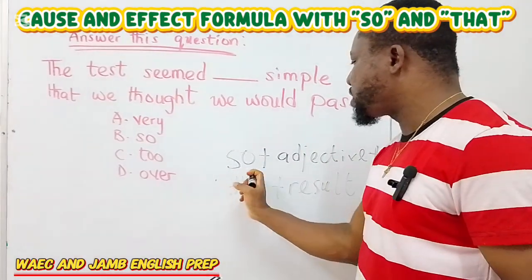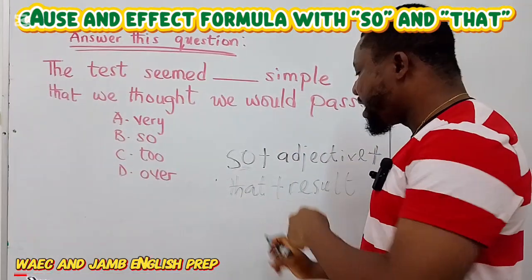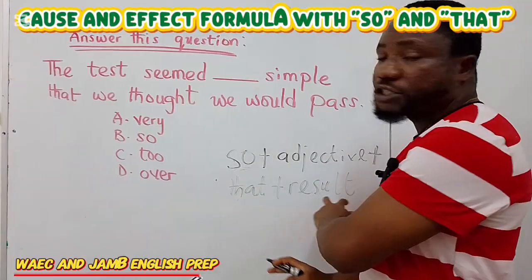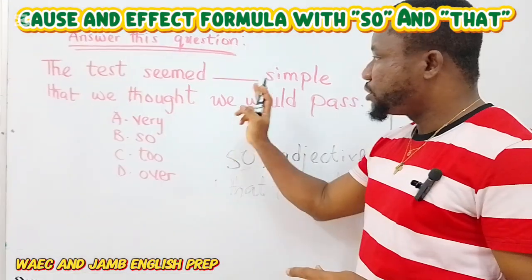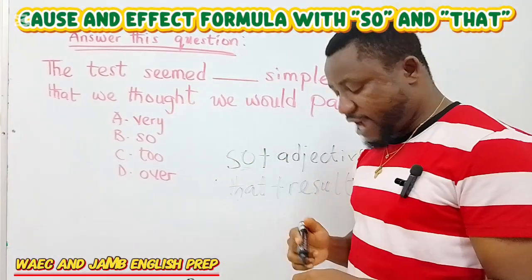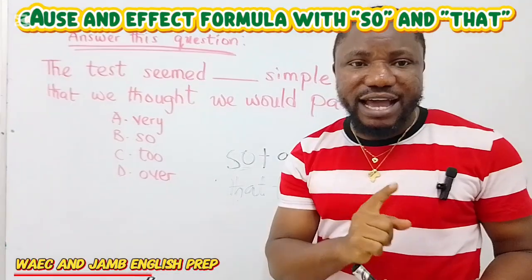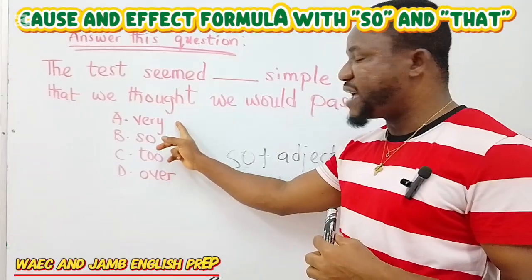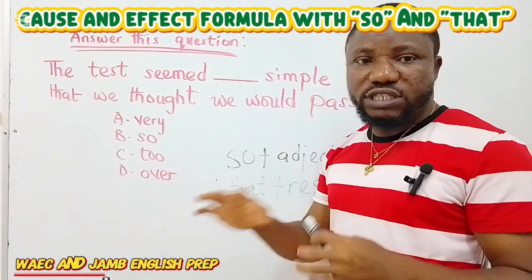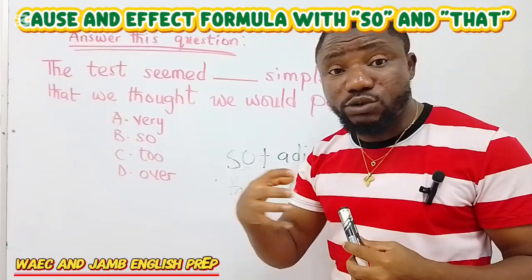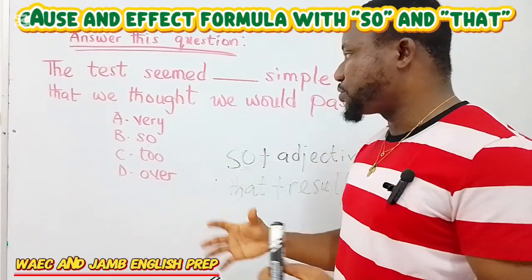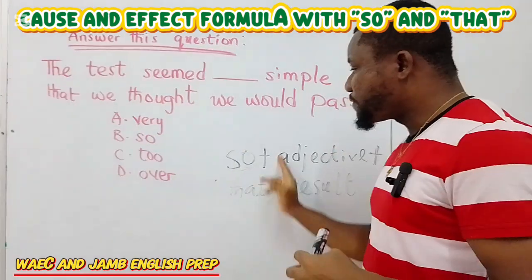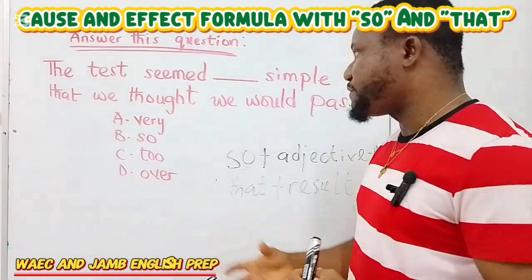Such that when you see so, the next combining element has to be that. So this basically is the formula we're going to be applying to this question. I should also mention that it is not out of place to use over, too, or very in cause and effect, to intensify or to show degree. But in standard English, so is what fits into the structure of cause and effect.